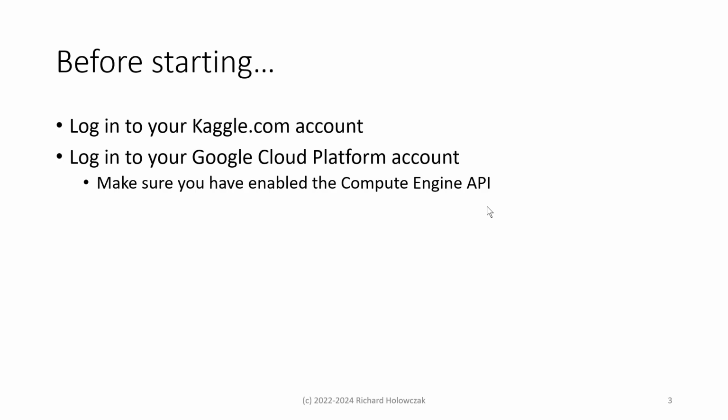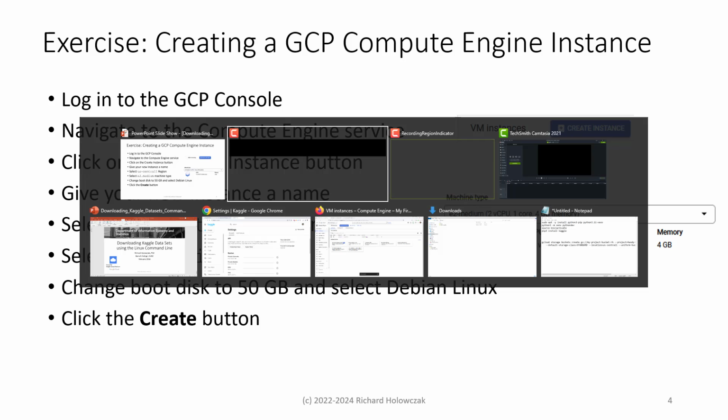So before we start this, make sure you log into your kaggle.com account and also log into your Google Cloud Platform account. Have those open in separate browser tabs or windows so that you are ready to go. If you haven't created a Google Cloud virtual machine before, make sure you've enabled the Compute Engine API. So let's go ahead and get started.